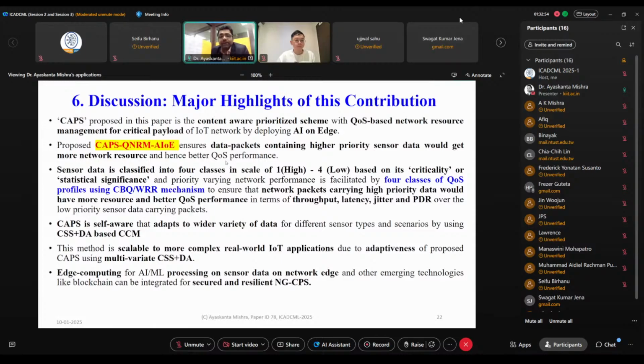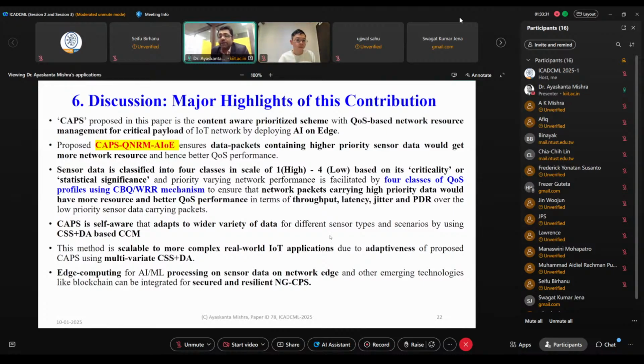So the content-aware prioritized scheme proposed in this paper is the network resource management for critical payload in the IoT network for deploying AI on the edge. With the proposed CAPS, QoS-based network resource management using AI on the edge ensures that packets containing high priority sensitive data would get more network resources and hence better quality of service performance. So sensor data is classified into 4 classes here, 1 being the highest, 4 being the lowest, based on the criticality or the statistical significance.